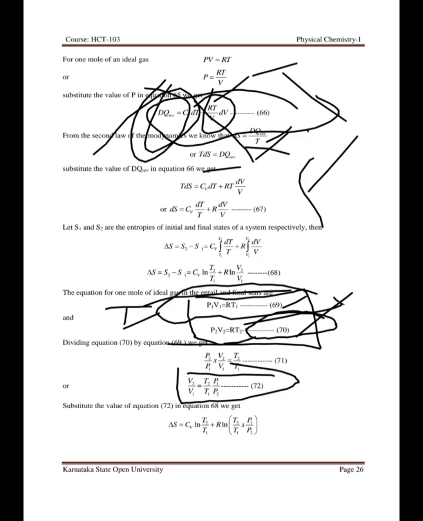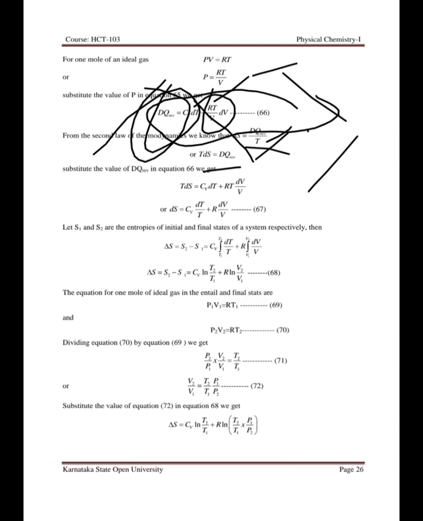Substituting the value of equation 72 in 68. Whatever volume values we have got, we are going to substitute that in equation 68. In delta S is equal to S2 minus S1, this one, we are going to substitute where the volumes V1 and V2 are, and further this is the equation that we are getting.